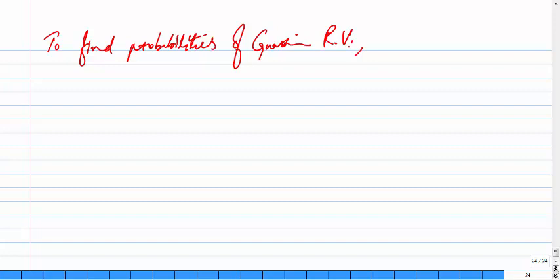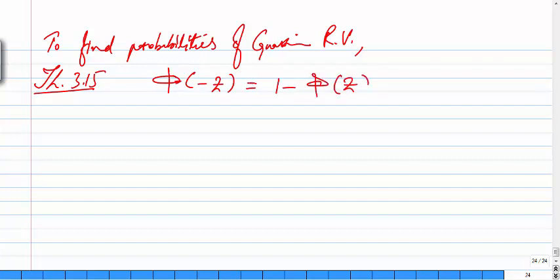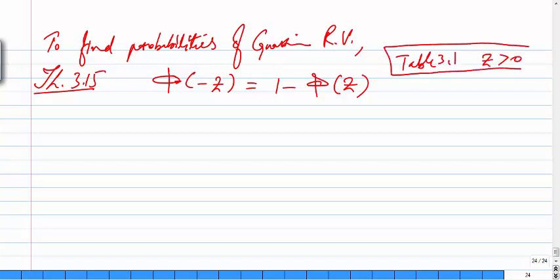So there is a theorem, 3.15, that says that phi of minus z is equal to 1 minus phi of z. Why? Because the values we have in table 3.1 are only for z greater than 0. Okay, so we can use this to use the table.